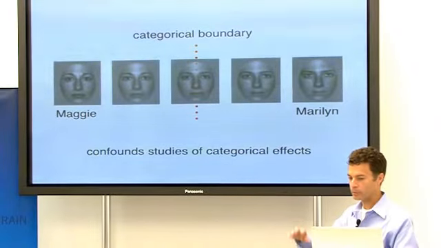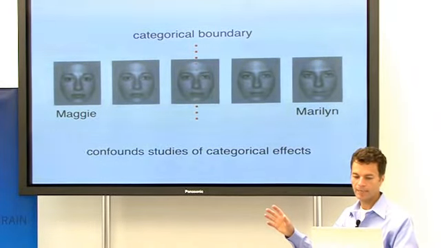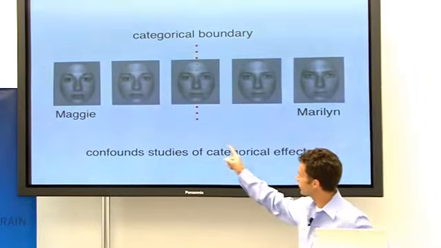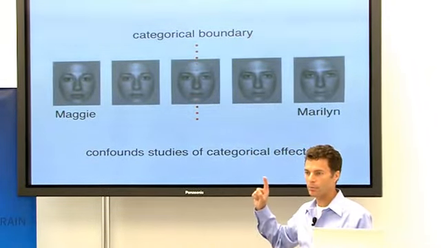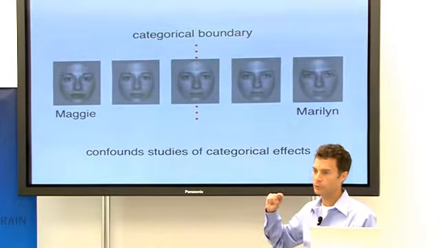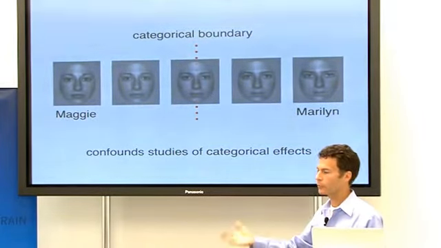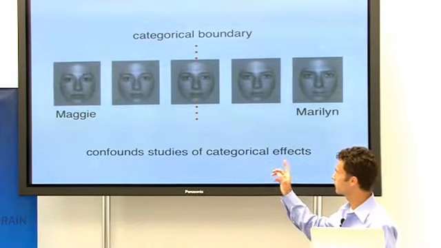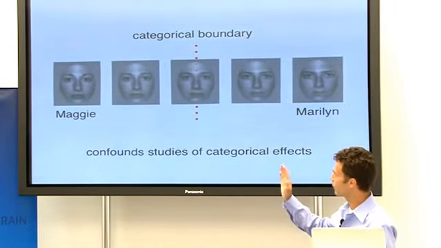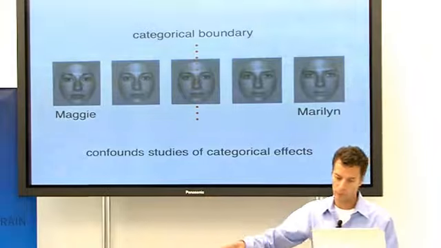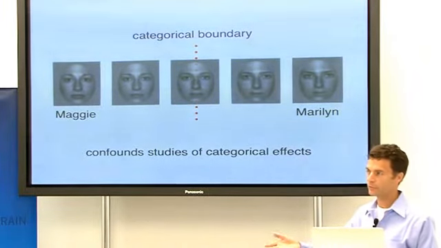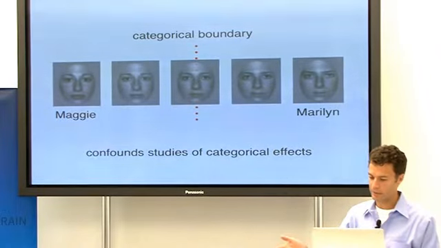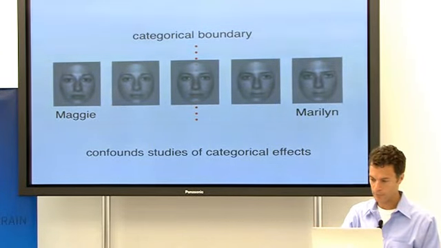I will mention that this is a problem not just for studies of norm-based coding, but it's also interesting if you're studying categorical boundaries. This is a concern too, because in general categorical boundaries are located at the center of a space, and so stimuli that are close to a categorical boundary are going to be different from stimuli that are farther away. I think there are some prior fMRI studies that have looked at category boundary effects that might also have had this effect in them.